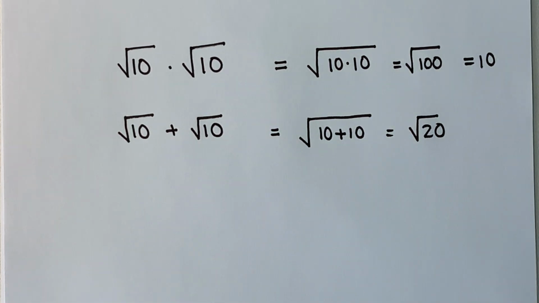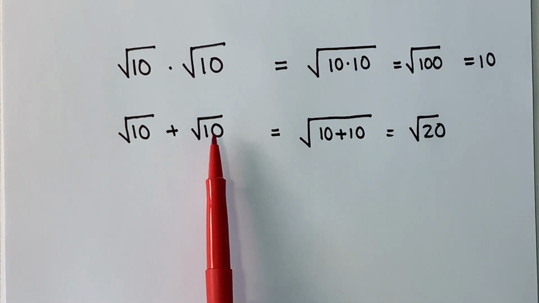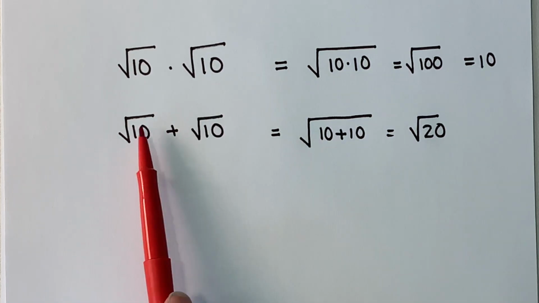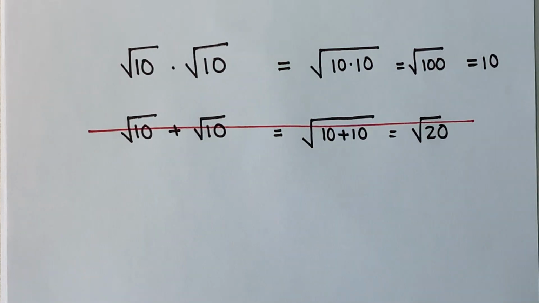If you were to take on your calculator the square root of 10 plus the square root of 10, you'll get a decimal. And if you type the square root of 20 into your calculator, you'll get a completely different decimal. This is not equivalent to this. This is not the strategy we use to add radicals.